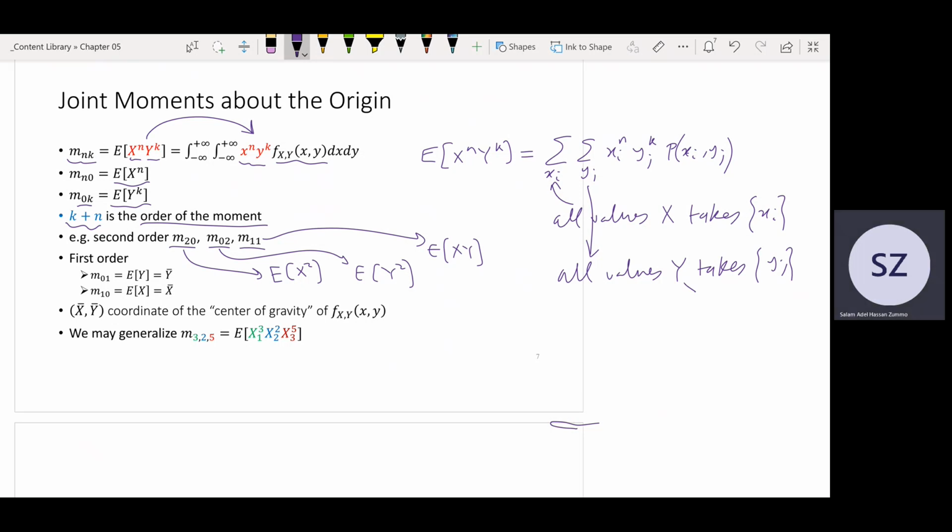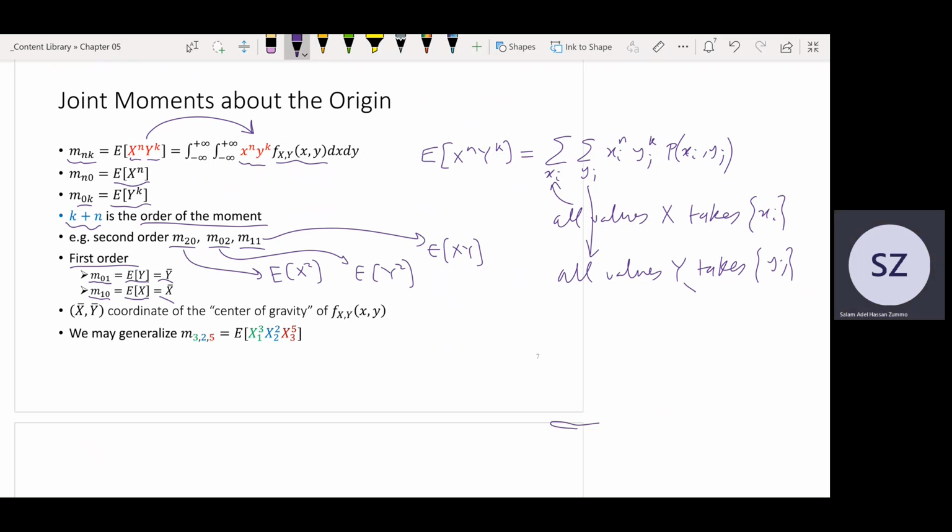Now, the first order. When we say first order, what does it mean? n plus k equals 1. So either n equals 0 or k equals 0. Either n equals 0 and k equals 1, which gives you the expected value of y, which is the average, or n equals 1 and k equals 0, which gives you the expected value of x, or x bar.